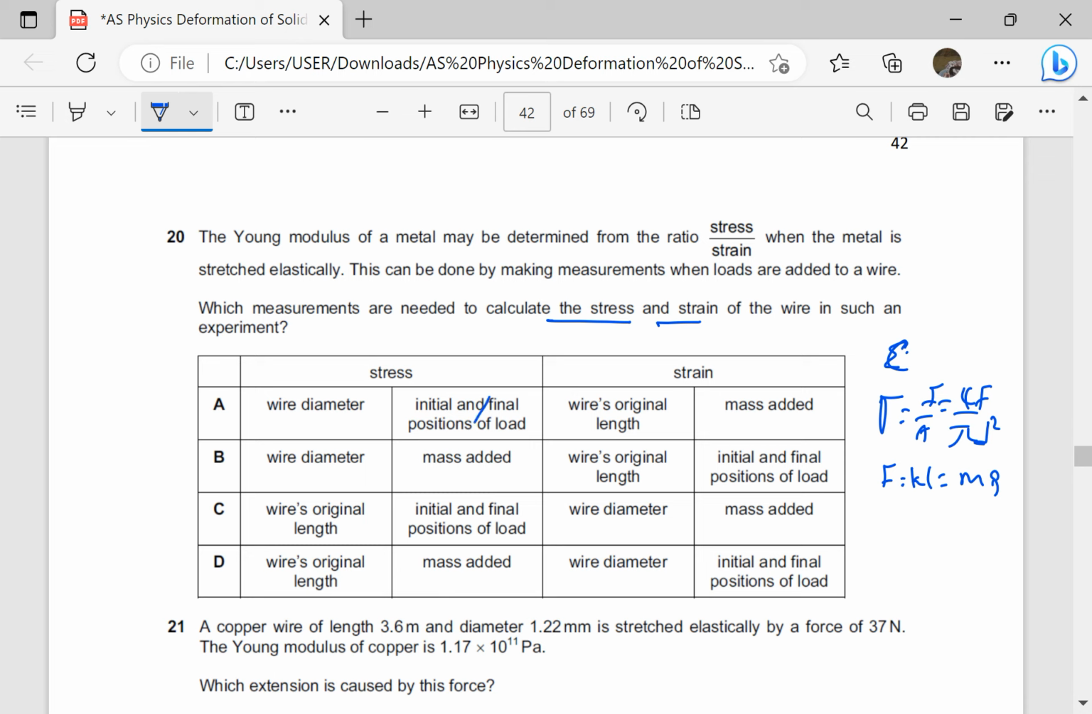So initial and final position, these ones are going to help us to find the strain. Wire's original length, we don't need the wire's original length to find the stress, so this is also wrong. So our answer remains B. Diameter, mass. For strain, remember strain is extension over original length, L naught. So it means our answer is going to be B.